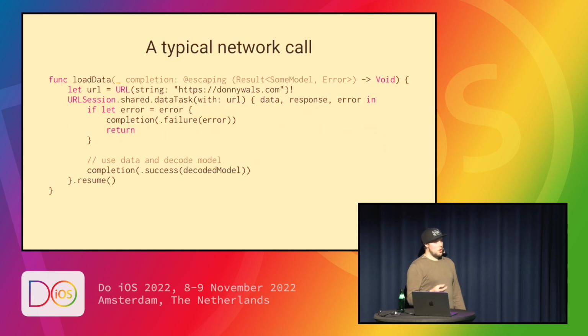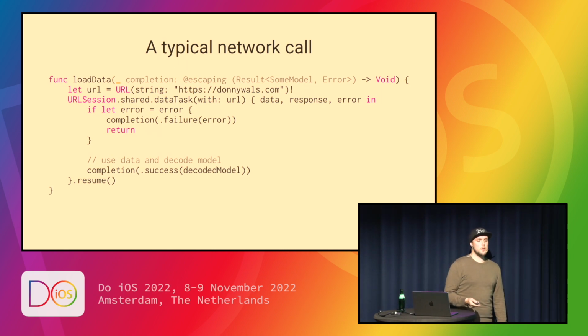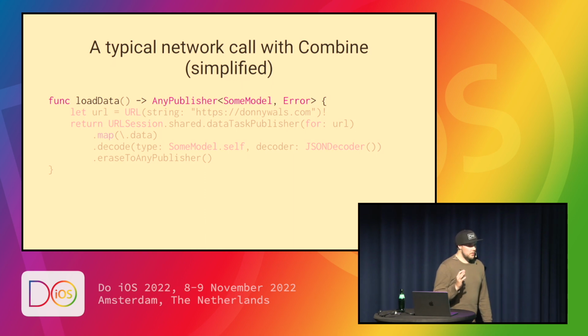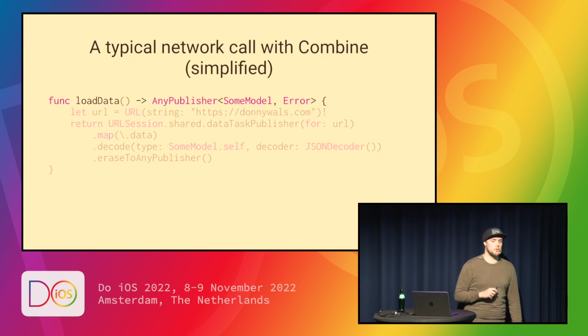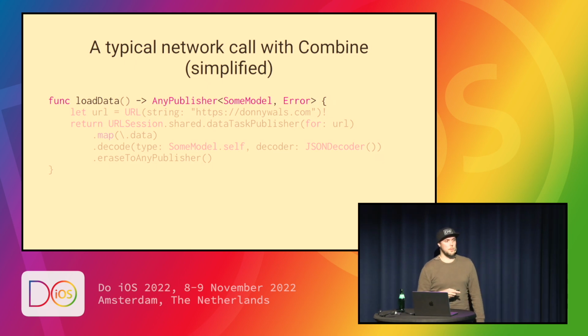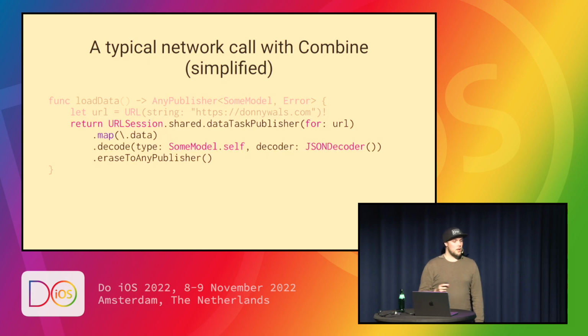So here's that network call that I showed you earlier, with the completion handler. So let's say we wanted to write the exact same thing in Combine. We define a function that returns AnyPublisher. If everything goes well, it will emit some model. If something goes wrong, there's just a generic error that we would get. We make the URL, of course, and then we execute our data task. We ask URLSession for a data task publisher. We extract data using map. We decode that data into some model using a default JSON decoder.